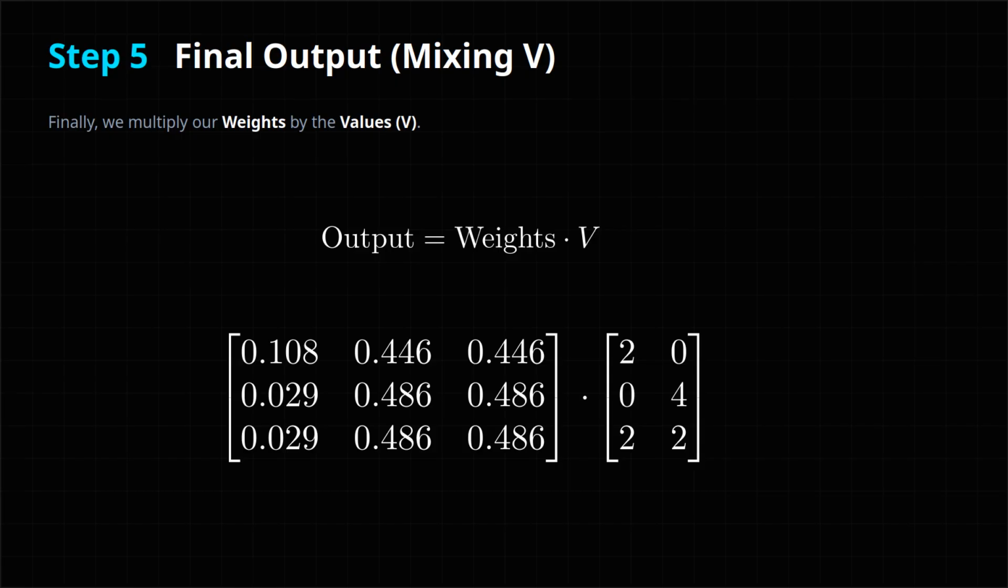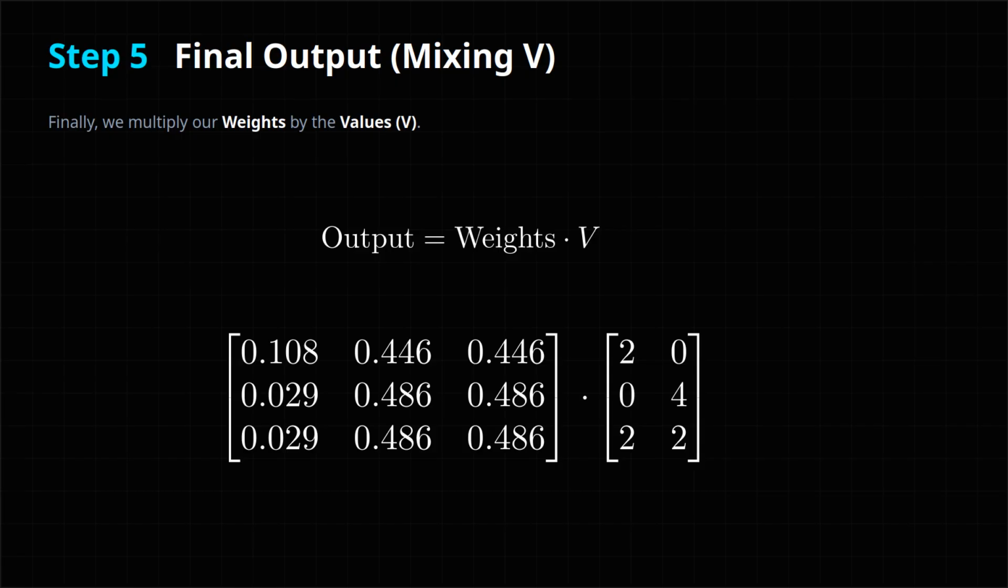On this slide, you see our attention weight matrix on the left and the value matrix on the right. To get the final output, we simply multiply the weights by the values. In other words, output equals weights times V. For each row, this multiplication is just a weighted average of the three value vectors, using that row's attention weights. The first row mixes the values of I, love, and cats using the weights from the first row. The second and third rows do the same thing using their own weights.